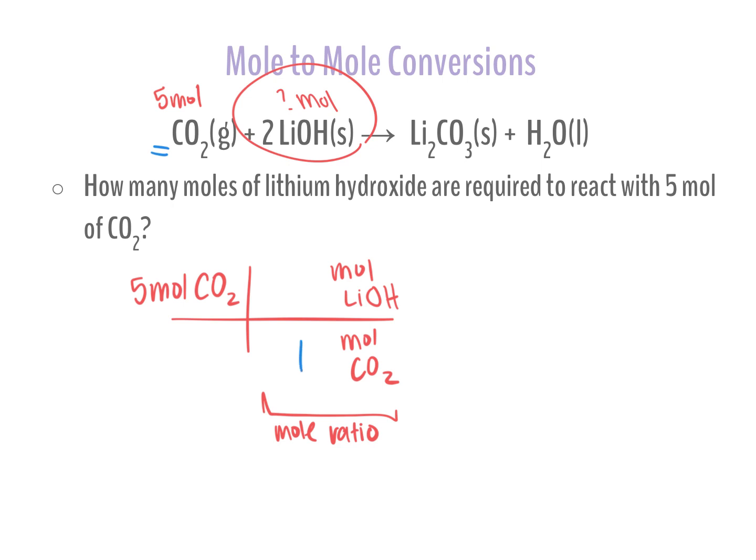It has a 1, so that's coincidental. But lithium hydroxide has a 2. Okay, and so I've put in now the ratio that we need to keep intact. And so if I've canceled moles of CO2, I'm in moles of lithium hydroxide, which is what I wanted. Now I'm done. I just do the math. That means I need 10 moles of LiOH.